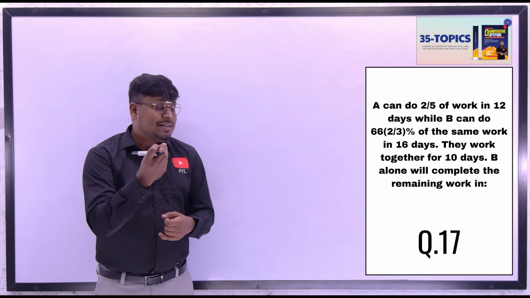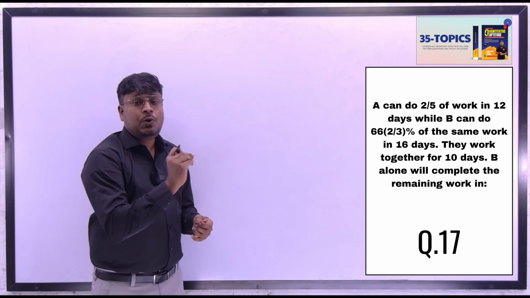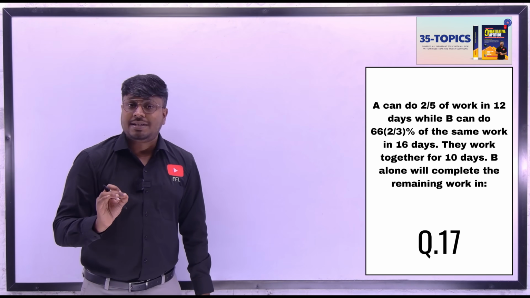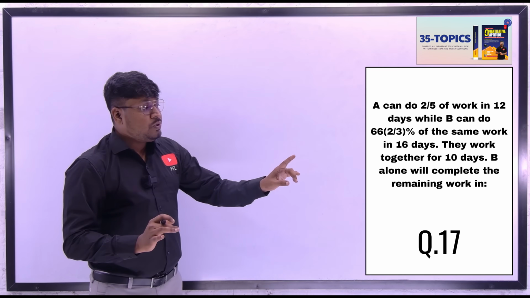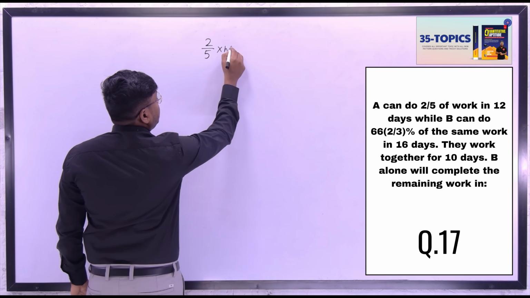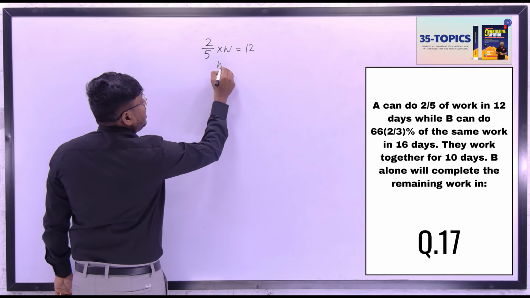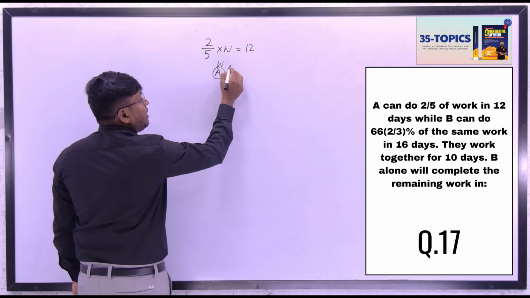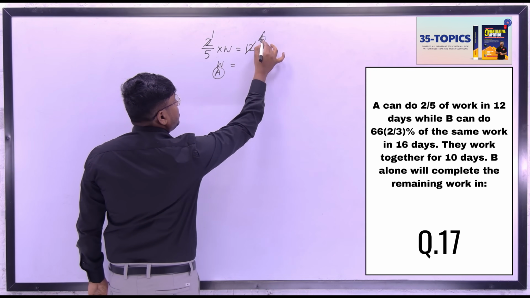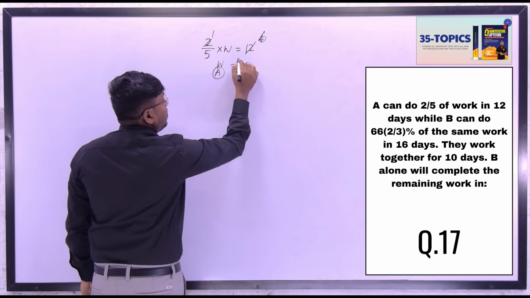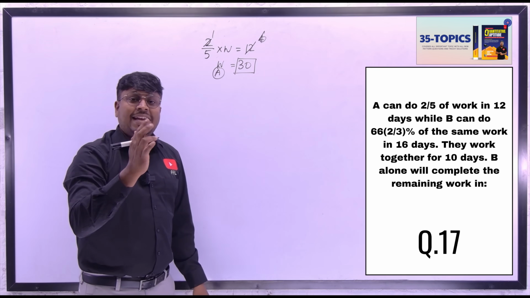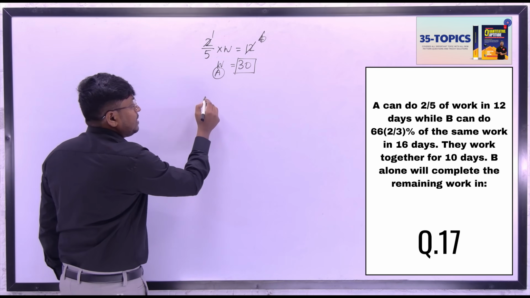Interesting question, but listen carefully: one value is given in terms of a fraction, another as a mixed fraction, and another in terms of percentage. Easy, just see. A can do 2 by 5 of the work in 12 days. That means in order to complete the total work, A will take 1 2s are 2, 4 3s are 12, sorry 6 2s are 12, which will be 30. So A alone can complete the piece of work in 30 days. The second value is important, 66 2 by 3 percentage.